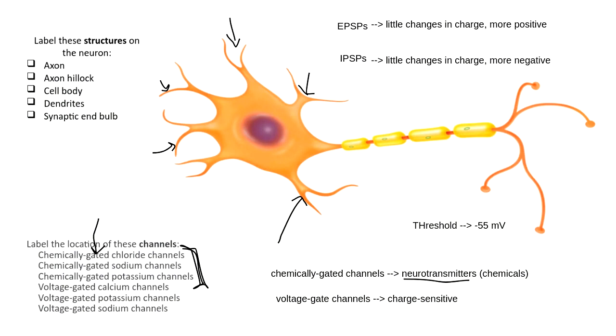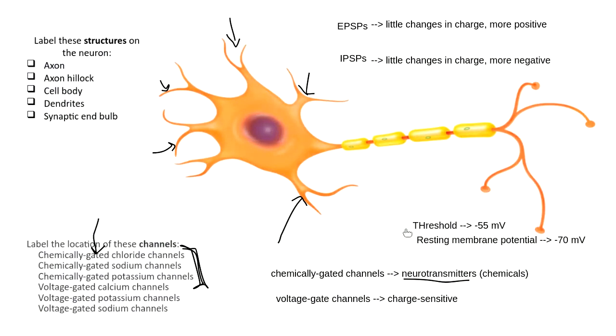Okay, so if I get enough of these EPSPs, these excitatory messages, little positives, that'll get me all the way up to threshold, where the charge on my membrane is negative 55. When I'm at negative 55, now my voltage is different enough to cause me to open up voltage-gated channels. That's why I've got to get to threshold, because once I get to threshold, voltage-gated channels open. So, voltage-gated sodium in particular.